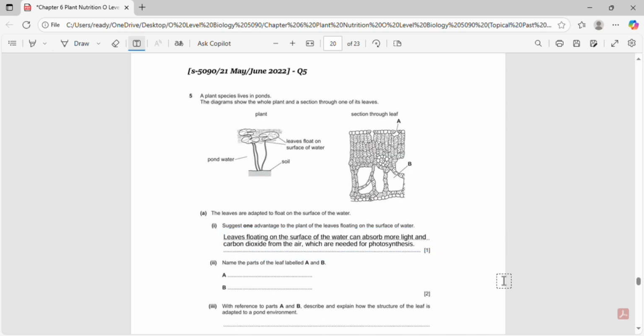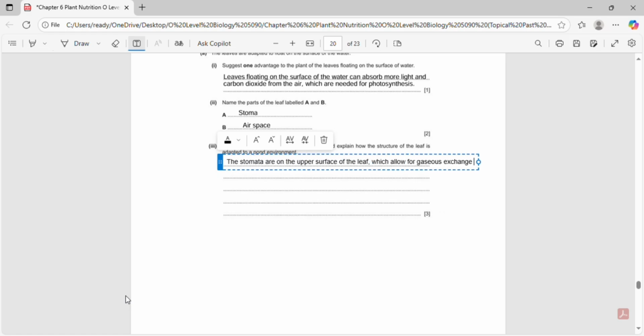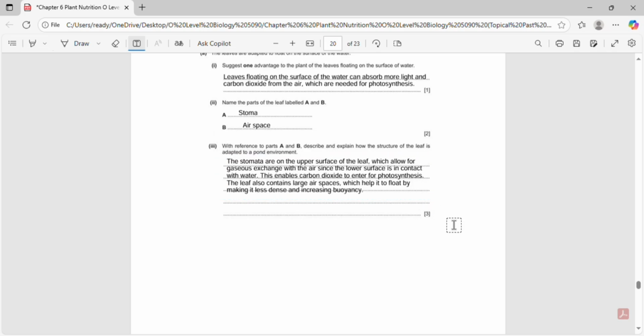Next, they ask us to name the parts of the leaf labeled A and B. So here, A is the stoma, and B is the airspace. Then the final part says, with reference to parts A and B, describe and explain how the structure of the leaf is adapted to a pond environment. And the answer to this is, the stomata are on the upper surface of the leaf, which allows for gaseous exchange with the air since the lower surface is in contact with water. This enables carbon dioxide to enter for photosynthesis. The leaf also contains large air spaces, which help it to float by making it less dense and increasing buoyancy.